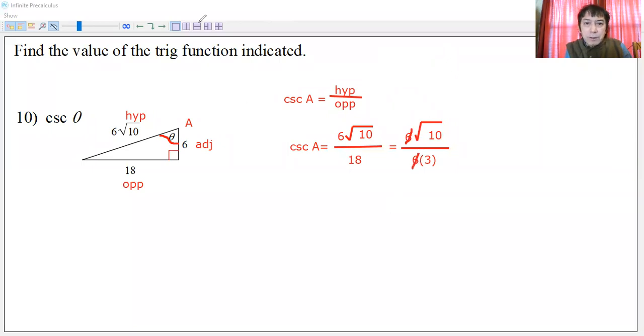And so the final answer should be, we have the final answer, cosecant of A is equal to square root of 10 over 3. So this must be square root of 10 over 3. So let us put the numbers 10 and the 3 below, all right, over here. And we have the answer, okay? This must be our final answer.